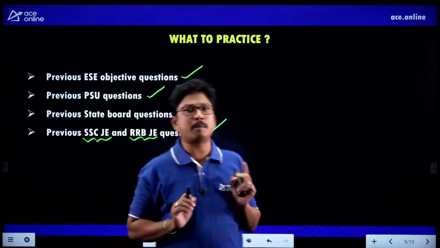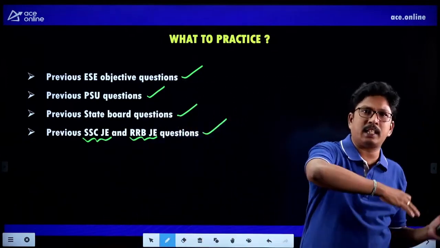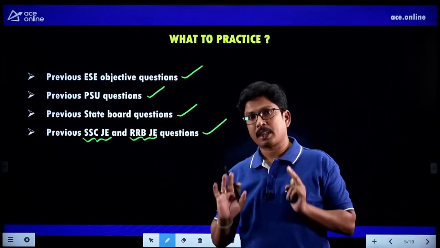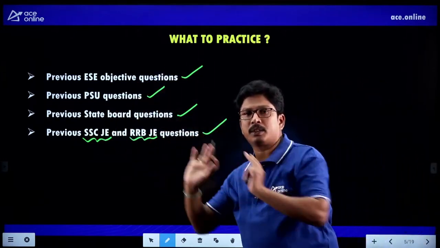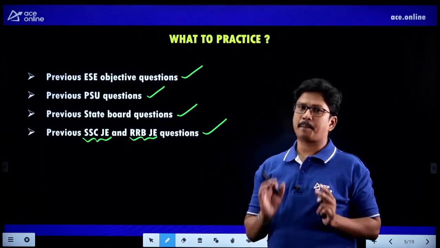What is the importance of transmission line in power system? The importance of transmission line is that it transfers electrical energy from the remote generating station to the load center. Is it clear, right? The transmission line transfers electrical energy from the remote generating station to the load center. That is the basic importance of the transmission line.